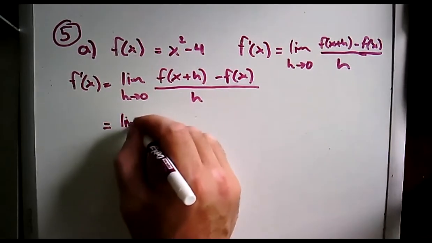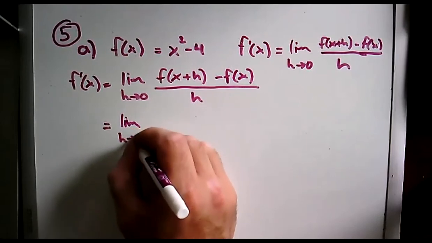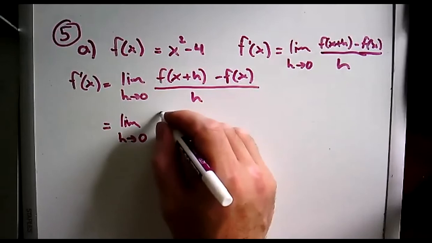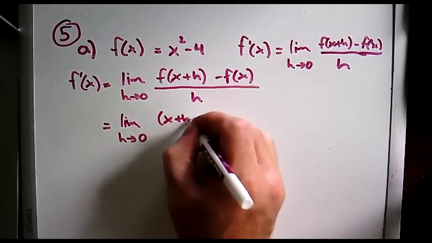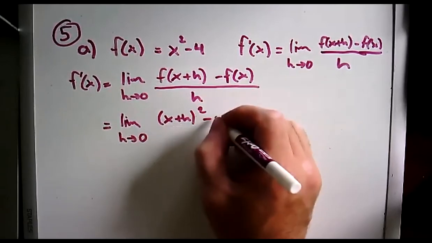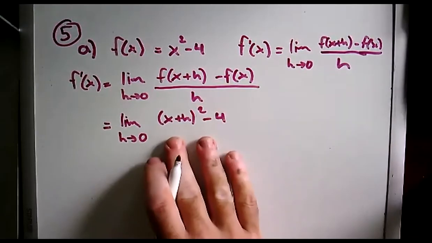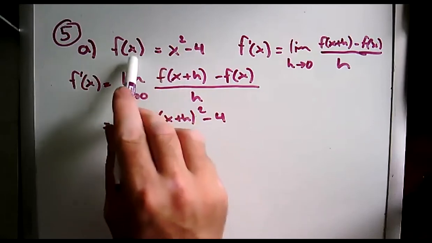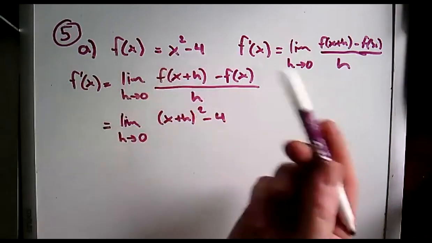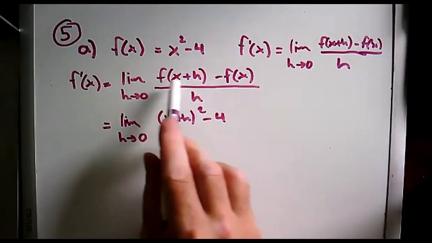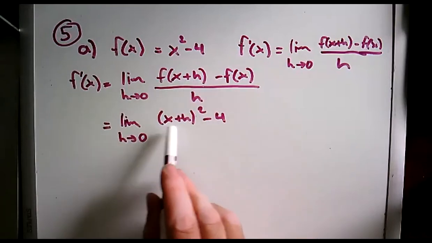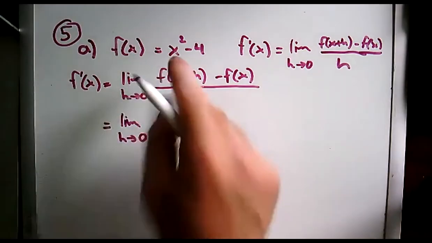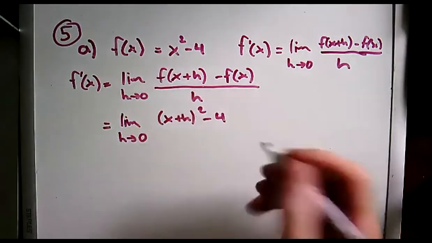I still haven't evaluated my limit. I'm going to keep the limit notation until almost the end here. And so f of x plus h would be the quantity x plus h squared minus 4. And I just want to pause there and make sure everyone's on board with that. So the function f of x says take whatever the input is, square it, and subtract 4. What's our input? Our input is x plus h. And so I take x plus h in parentheses, square it, subtract 4. That is the first part of my difference quotient here.